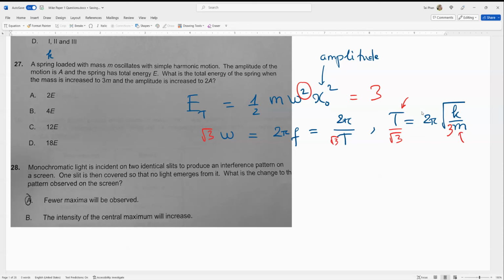And one more thing, the amplitude increased by 2 times, and therefore we need to multiply with the square of 2. We also have a square here for the amplitude, square of 2, okay? And therefore it is equal to 3 times 2 square, which means 12 times compared to the initial energy, okay? Initial energy. And therefore the answer is 12A.